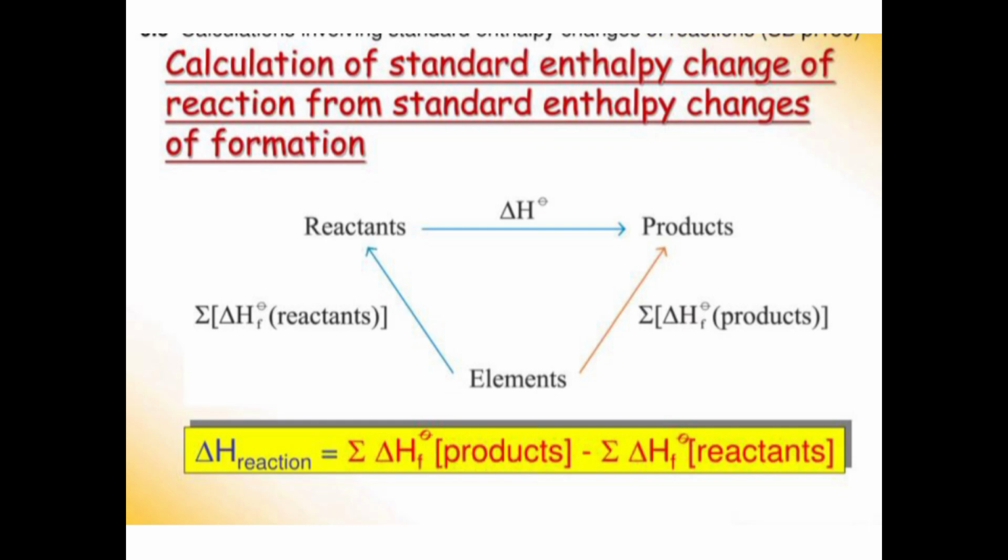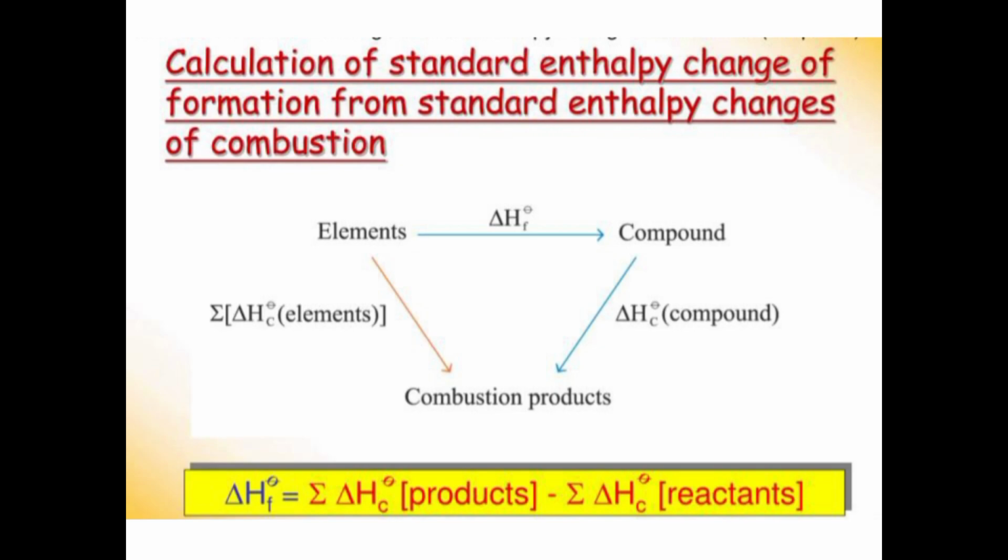So for standard enthalpy of reaction, the heat of formation of the products minus the heat of formation of the reactants. So if you want to calculate standard enthalpy of reaction, it is the HF of the products minus the HF of the reactants. And you can also calculate the standard enthalpy change of formation from combustion. For HF, it is the HC of reactants minus the HC of products.